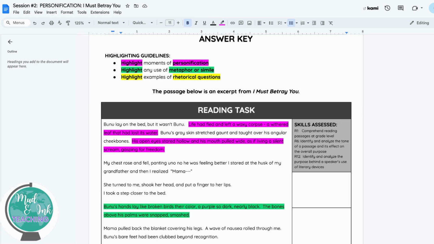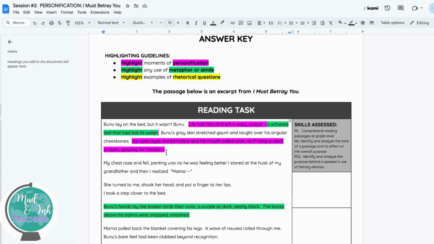Life has actually left the body, but in its wake has remained a waxy corpse, a withered leaf that had lost its water. So we got a beautiful metaphor there. I suppose we could make this a half and half. Then we have this description of the corpse, and then the corpse is kind of brought back to life. It's personified, and it's given this open, hollow, mouth pulled wide, as if living a silent scream, gasping for freedom.